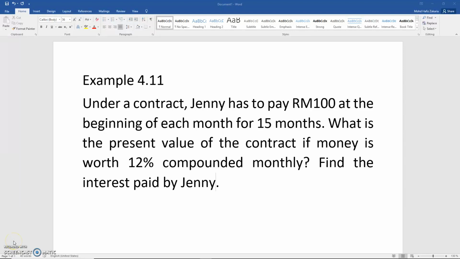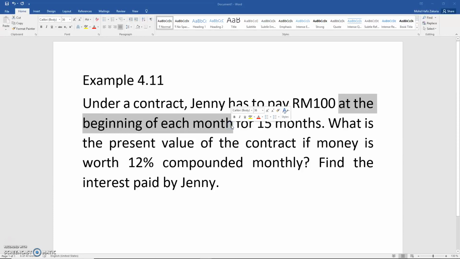Okay, example 4.11. Under a contract, Jenny has to pay 100 at the beginning of each month for 15 months. What is the present value of the contract if money is worth 12% compounded monthly? Find the interest paid by Jenny.